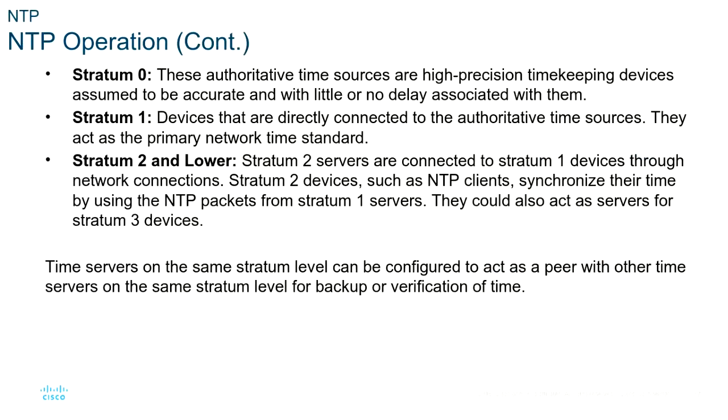Stratum 0 devices are the ones that the government maintains. They're very accurate. Stratum 1 devices are devices that are directly connected to these devices. They would be the primary time standard for our network. Then stratum 2 and lower are connected back to stratum 1 devices as a reference. So we're going to use a stratum 2 or stratum 3 device in our network in the Packet Tracer lab as a synchronization reference standard. You can have 2 if you want them to back each other up.